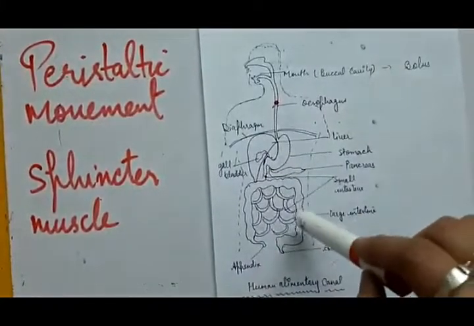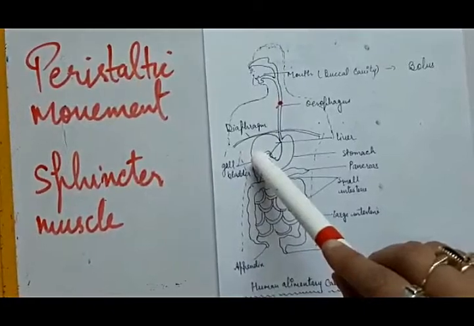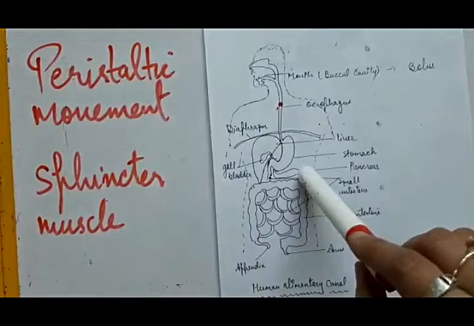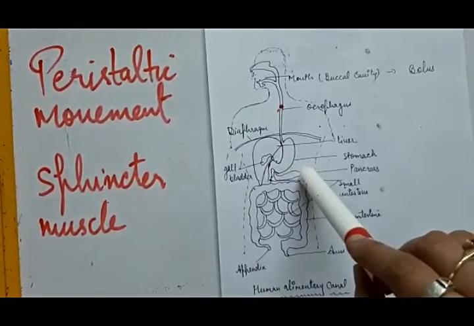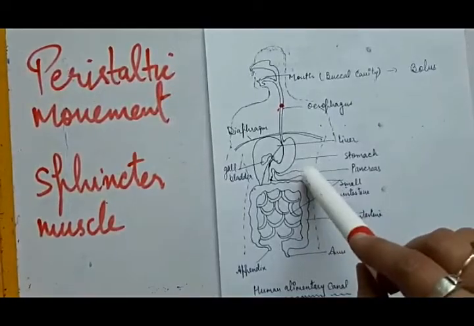There are so many questions: what is the role of the small intestine, the role of the liver, the role of the stomach, the role of the gallbladder, the role of the pancreas? The pancreas is a mixed gland. It secretes enzymes as well as hormones.